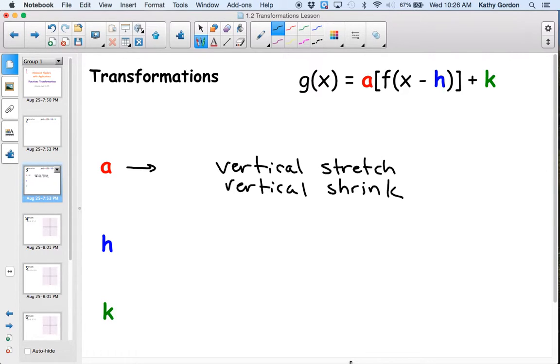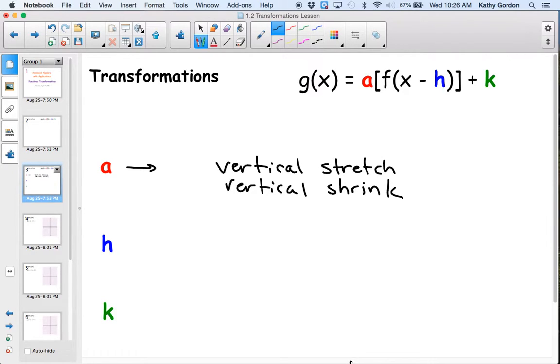Yes, but they don't have to be integers. Like if I said, what if A is 2.5? Is it an integer? No. Will it cause a vertical stretch? Yes. So yes, it's true, any integer will cause a vertical stretch, but that doesn't cover everything that will cause a vertical stretch. Does that make sense? Anything in between.